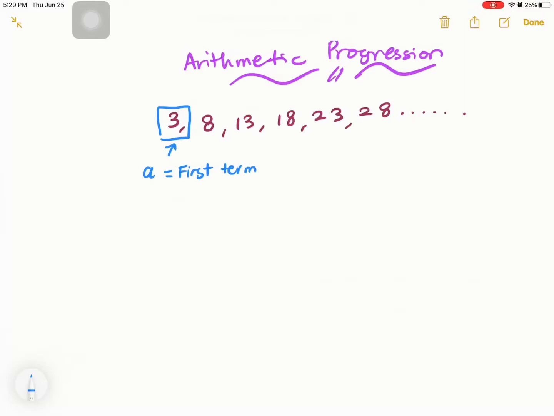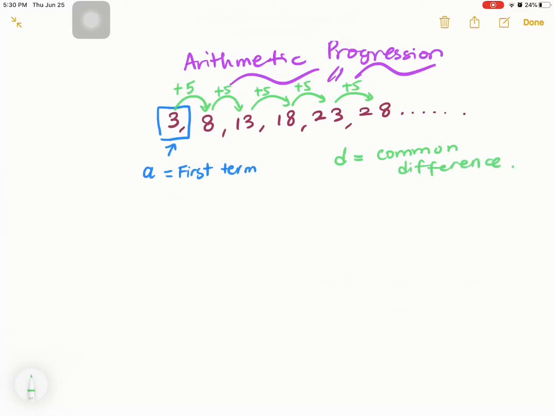Afterwards, we see that this number is adding up 5 to get to another number. This we call the common difference. We can see that the difference from one number to another is 5. So we call it D. D is the common difference.